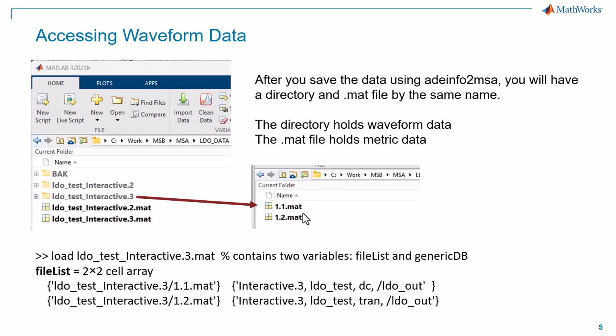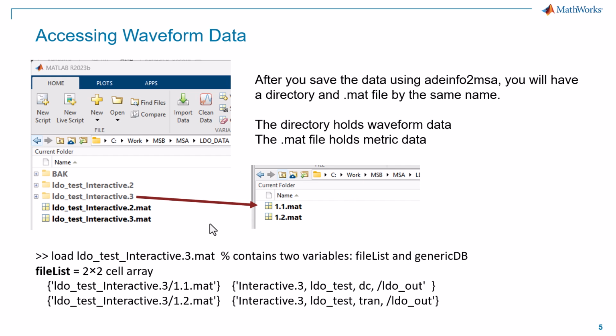Okay, so once we get that data into MATLAB, how can we work with it? After you save the data using ADinfo to MSA, you're going to have a directory and a mat file essentially by the same name: LDO test, the name of your Cadence test and the interactive run number, and then the folder, and then the mat file. The directory here, let's just say it's LDO test underscore interactive.2. That's going to hold waveform data. And then the mat file, let's say LDO test underscore interactive.2.mat, that's going to have your metric data.